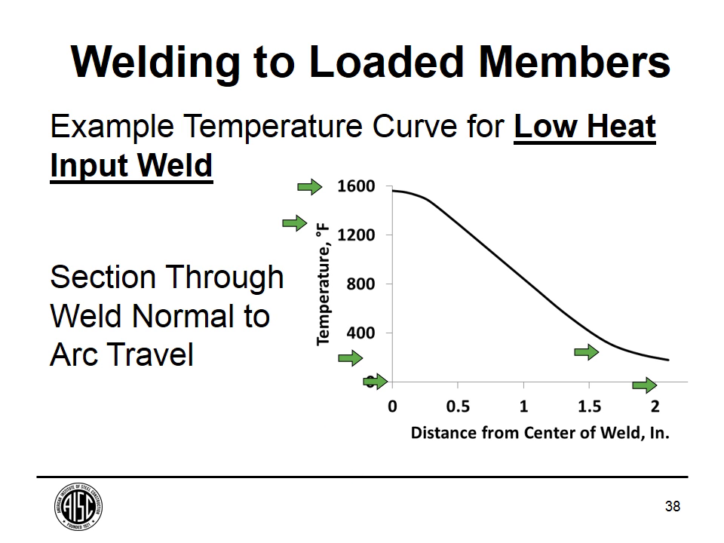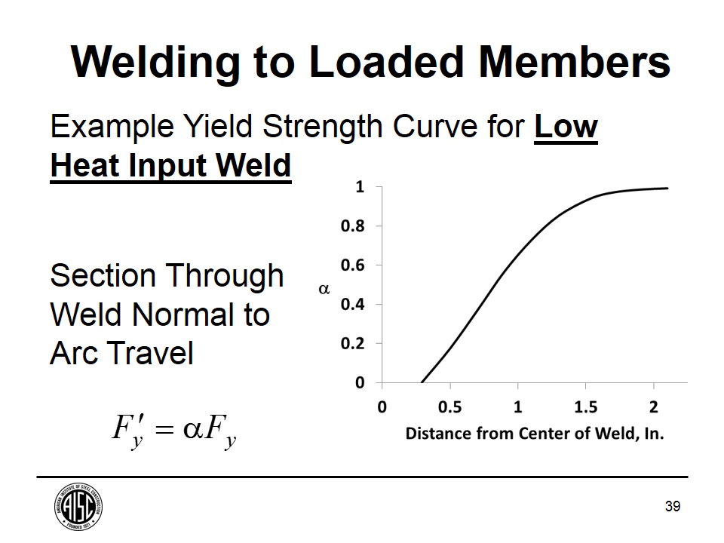So what we can do next is look at a very similar plot on the next slide, but this time we're going to plot the modified yield strength. What I have on the horizontal is the same as before. It's the distance from center of weld. But on the vertical, I'm plotting this alpha, where alpha is defined by this equation. This alpha times the specified minimum yield strength, 36 KSI or 50 or whatever the material is. So you multiply alpha times F sub y, and you get the yield strength at this temperature that I showed you on the last slide.